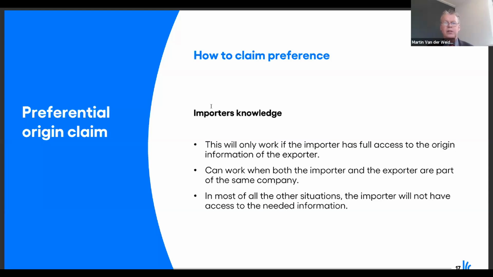I see a lot of issues coming around where the importer was saying, yeah, I thought the pineapples were of preferential origin, but it seems that the pineapples were not coming from that certain country, but from another country. You cannot see from the outside if a product is qualifying for the rule of origin, yes or no. Normally, you need the exporter to tell you if the information is true and correct.